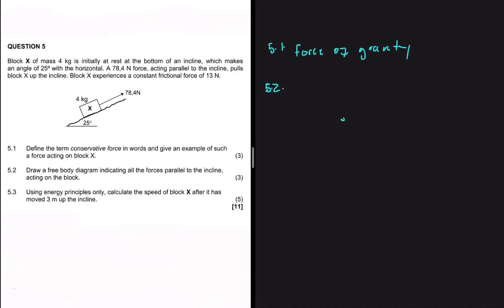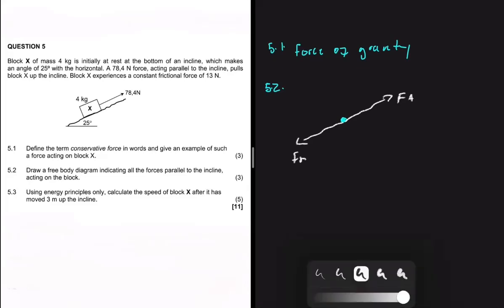Right, so we are interested in the forces acting parallel to the incline. We know that we have an applied force, which is 78.4 newtons, and then we have a frictional force. Another force, which might not be obvious to some, is Fg parallel, right? Because we know that we're going to have weight going down, and then we can resolve that into the perpendicular component and the parallel component. If we do that, then we have another force here, which is the weight parallel going down the incline. So we have Fg parallel, right? Fg parallel is always going down the incline. So that is what we are asked to do in 5.2.